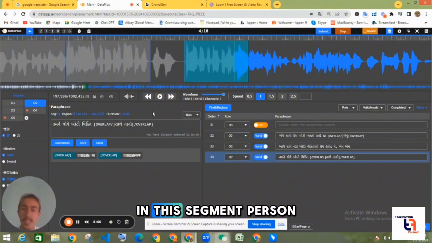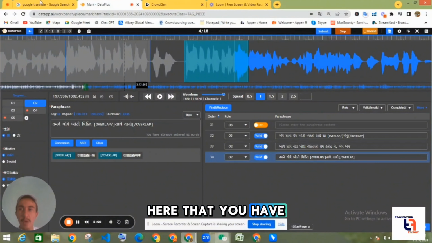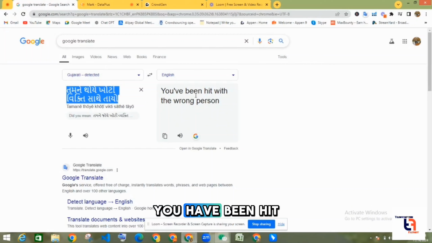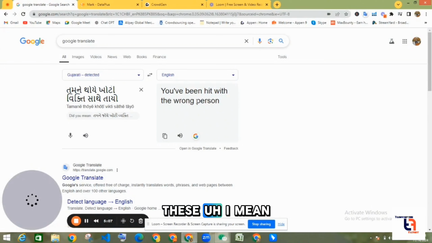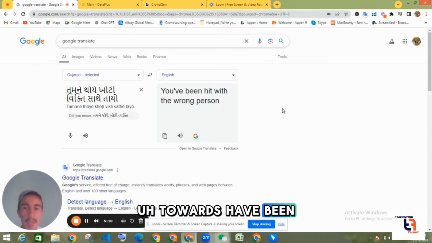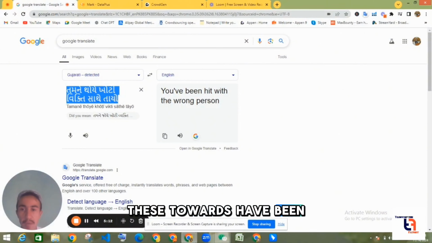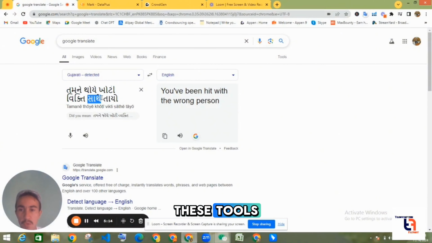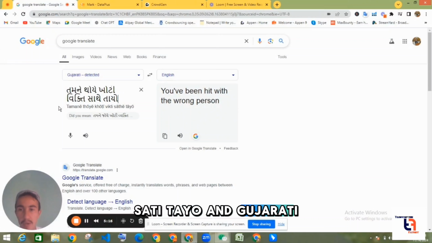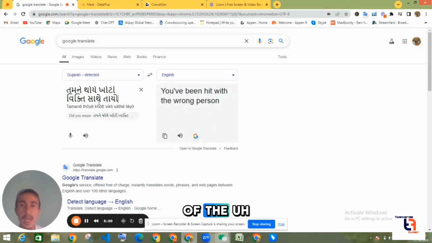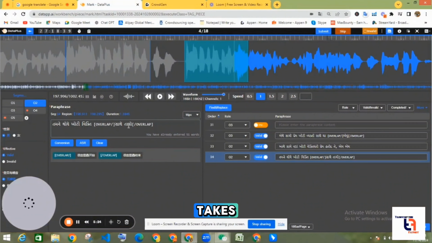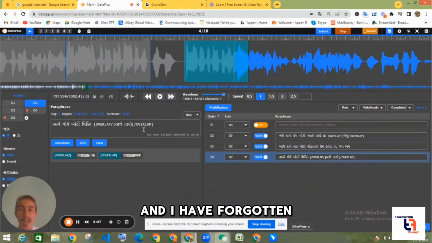So in this segment, the person says that you have been hit with the wrong person. So the wrong person, these 2 words have been affected, not all of them. These 2 words in Gujarati have been affected by the overlapping of the second person. So we have to cover them in overlap tags. So I have covered them, and I have forgotten about what the second speaker is saying.